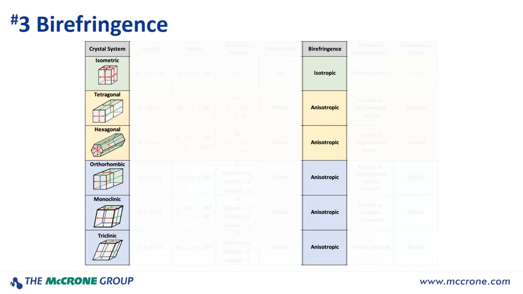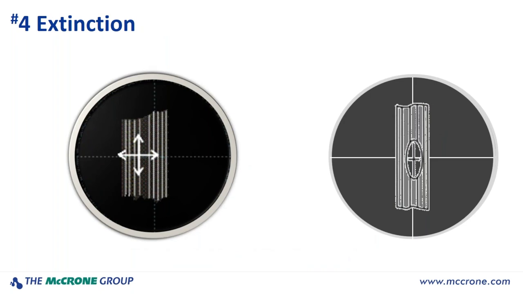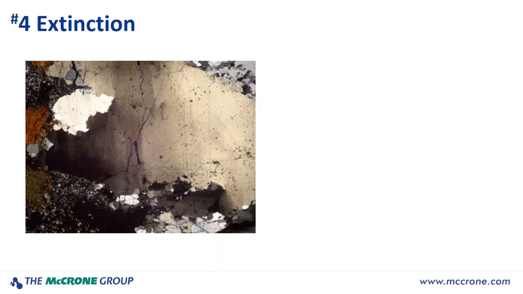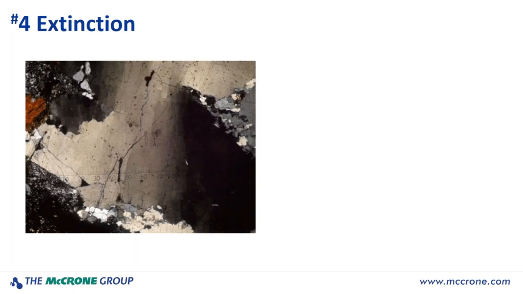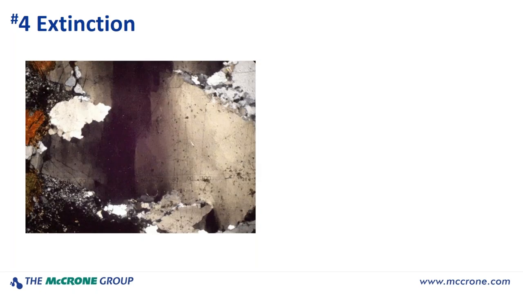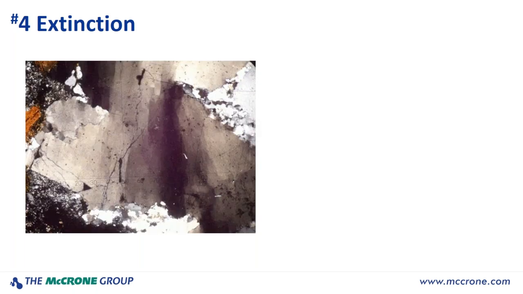So here I have a particle, and as I rotate this, it will become extinct four times in 360 degrees. Rotating the stage under cross-polarized light will highlight the point at which the particles go extinct. A thin section of mica, which you see here, is being rocked back and forth to show the change as polarized light passes through the mineral and interacts with the crystalline structures in the cross-polars.